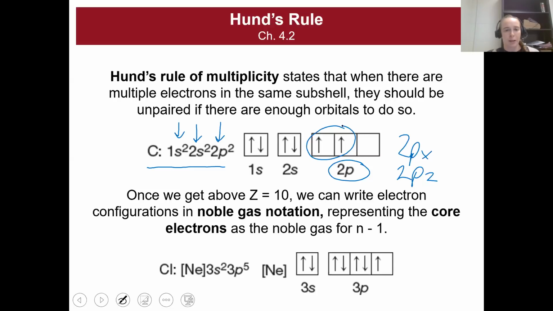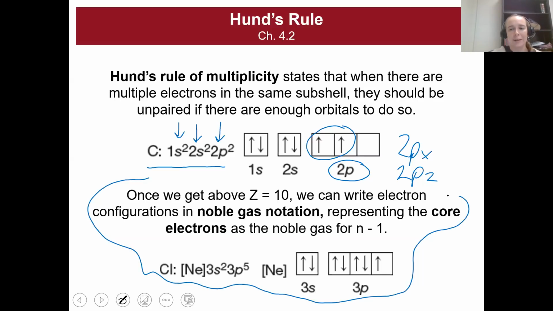Okay, and then this we're actually going to see more about in the next section, but I thought I'd add it here just for reference in case it comes up in your homework. Once you get above Z equal to 10, atomic number equal to 10, we can write the electron configurations in something called noble gas notation, where we represent the core electrons as the noble gas that was the previous period, the period above the atom we're talking about.